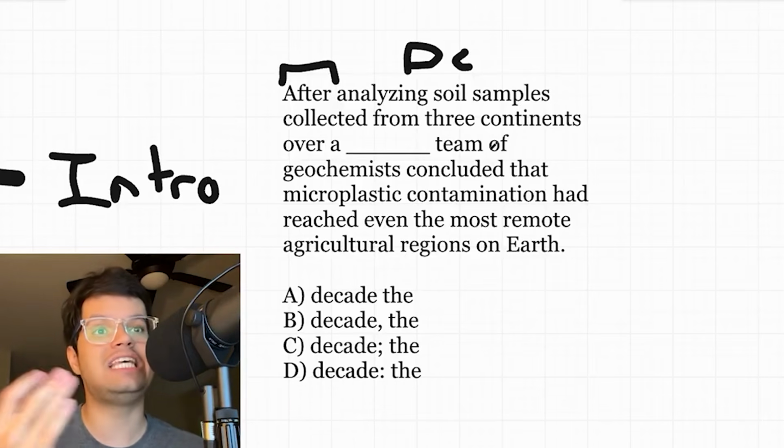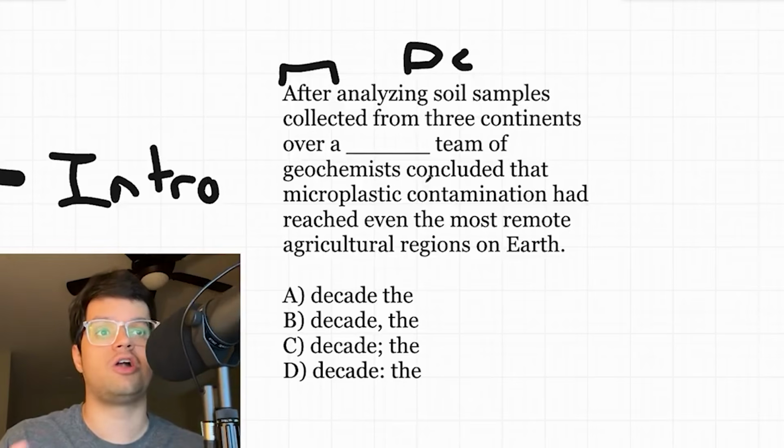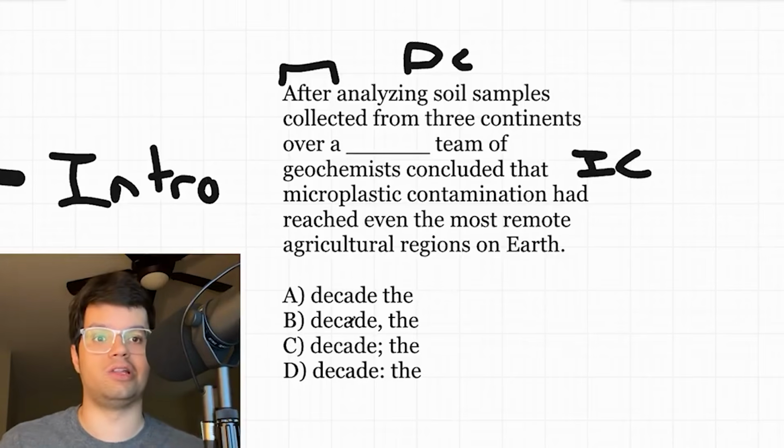But then you can see here, the team of geochemists concluded. So we have a subject, the team of geochemists, and then also a main verb, which is concluded. So this part here would be an independent clause. So we have to use a comma to separate them, which would be B.